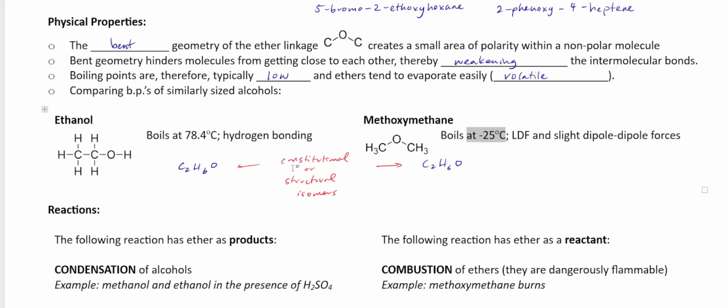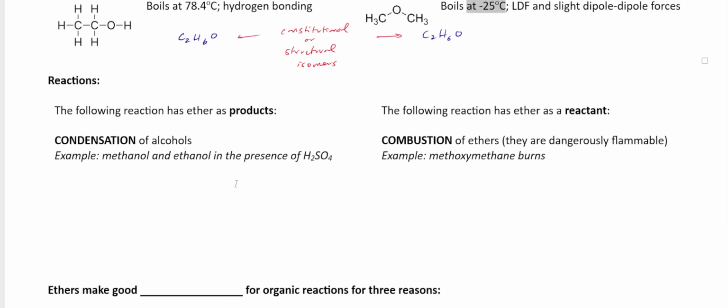Let's look at the preparation reactions of ethers. There's only one preparation reaction of ether, and that's the condensation of alcohols. So we take two alcohols and we put them together in the presence of an acid. So methanol and ethanol in the presence of H2SO4. Methanol would be CH3OH. Ethanol would be, this is CH2 and that's CH3, reacting in the presence of sulfuric acid.